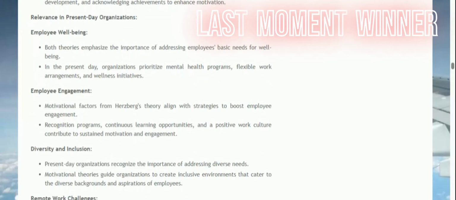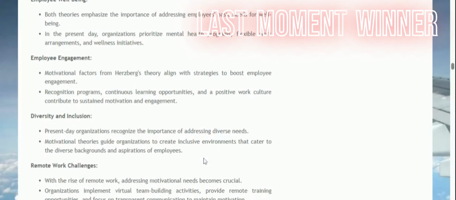Conclusion: Maslow's hierarchy and Herzberg's two-factor theories remain relevant in the contemporary organizational landscape. By considering these theories, organizations can create holistic strategies that address both basic needs and higher-level motivations, fostering a work environment conducive to employee satisfaction, engagement, and performance.